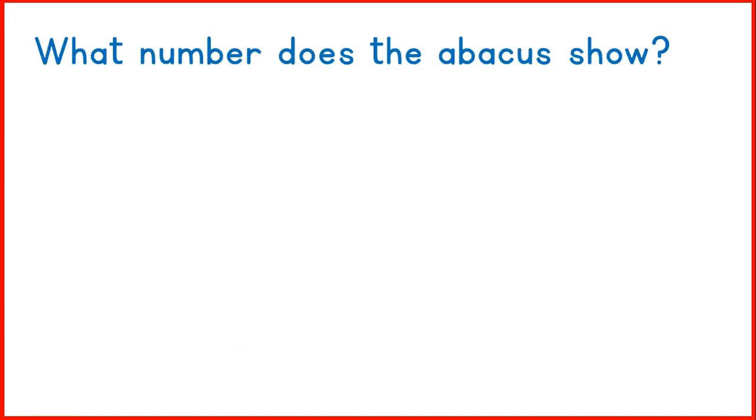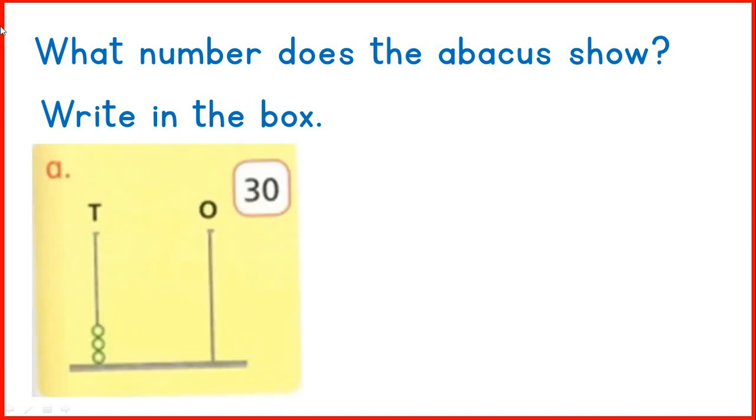What number does the abacus show? Read this question. What number does the abacus show? Write in the box. Yes, one has been done for you. This is the tens rod and this is the ones rod. Okay, this is the ones rod and this is the tens rod, and you know there are no ones in the ones rod.